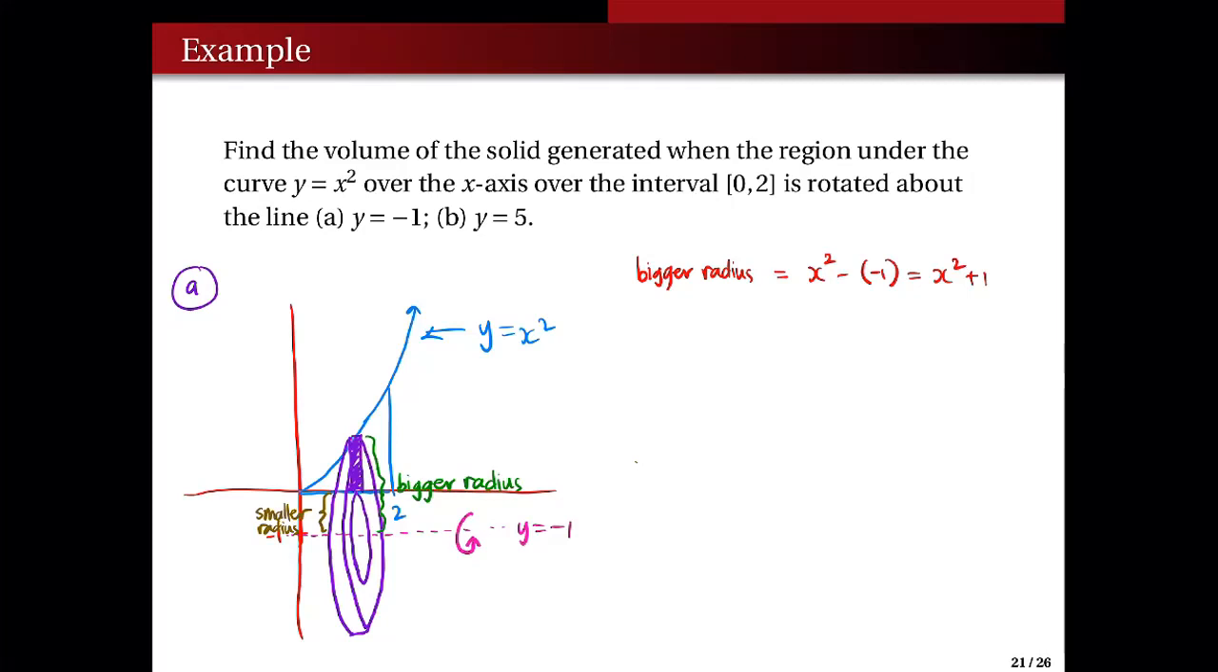For the smaller radius, you will have 0 minus -1. Because again, the equation of the x-axis, it's y equals 0. So you have 0 minus -1 here. And that's precisely +1. That's precisely the radius in here, the distance. Okay?